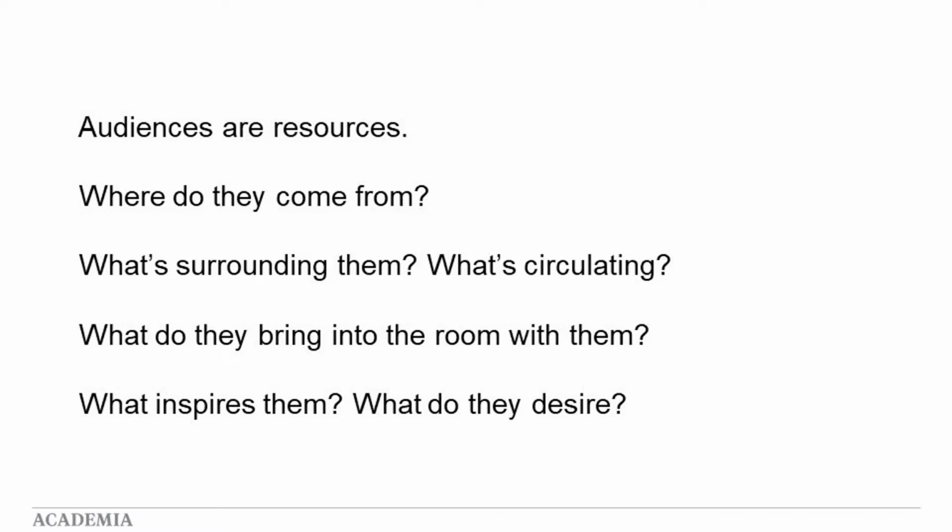What do they bring in the room with them? What's going on in their lives? What values do they have? What assumptions do they have? And also, what inspires them? What moves them? And what do they want? Why did they come to hear you anyway? Why did they listen and click on your podcast? Why are they reading your blog? These desires and what inspires them can help you generate really great arguments, because again, argument isn't about winning. It's about making connections and building that relationship.